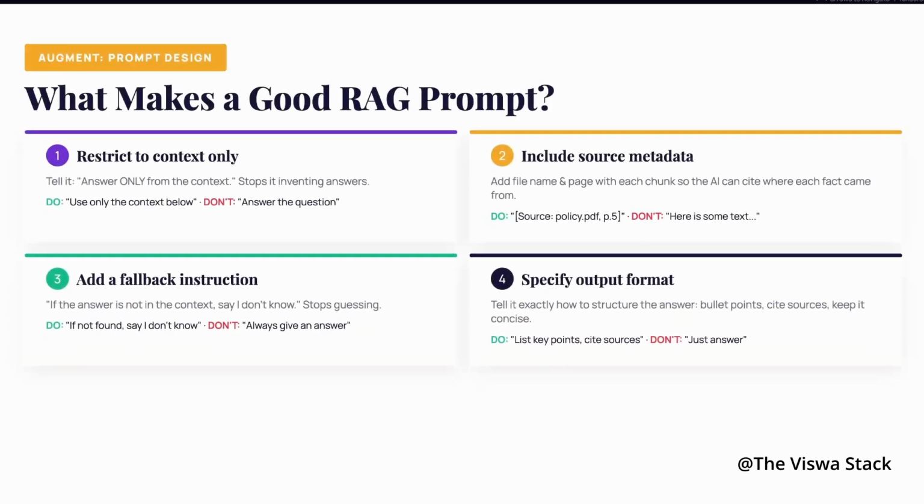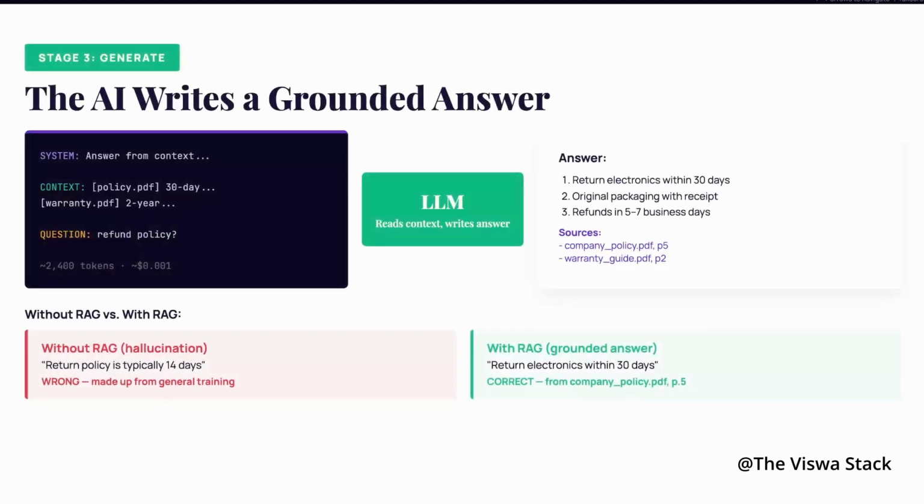4 rules. Restrict to context only, include source metadata, add a fallback, say I don't know, and specify the output format. Small instructions, big difference. The AI reads instructions plus context plus question and writes a grounded answer.